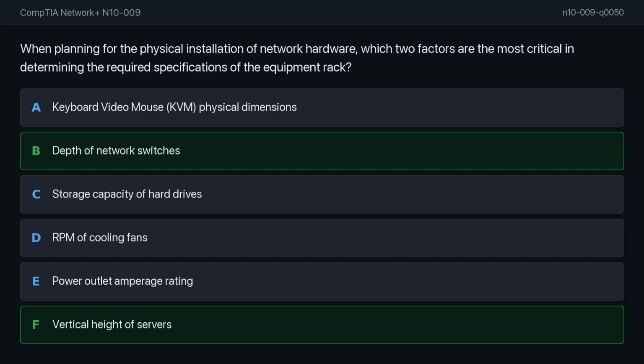For exam purposes, remember to distinguish between structural, physical requirements and operational or environmental specifications when assessing rack compatibility.